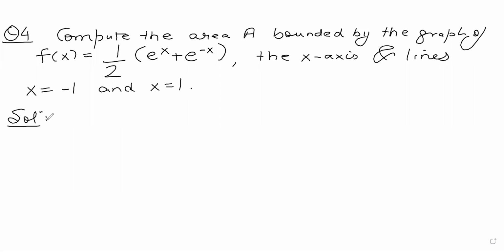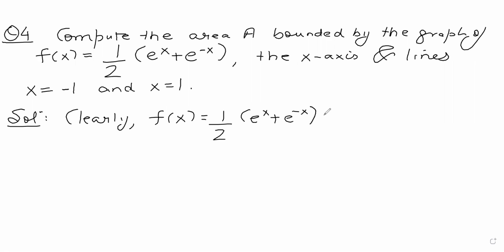Okay, so we need to compute the area A bounded by the graph, the x-axis and the lines x equal to -1 and x equal to 1. So guys, how will we solve this particular question? Now clearly you can see that f of x equals half e to the power x plus e to the power minus x is always positive for all x belonging to real numbers, because the base is e and e is always positive. Any positive number, you raise it to any power, it will always be positive.